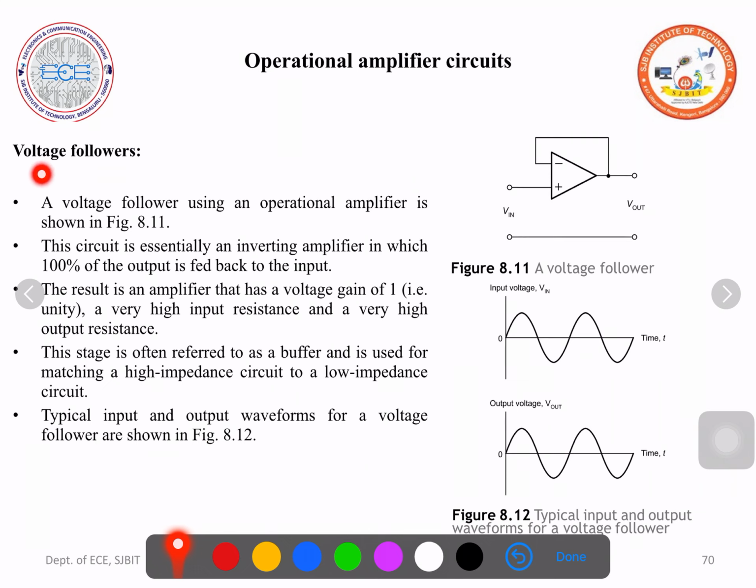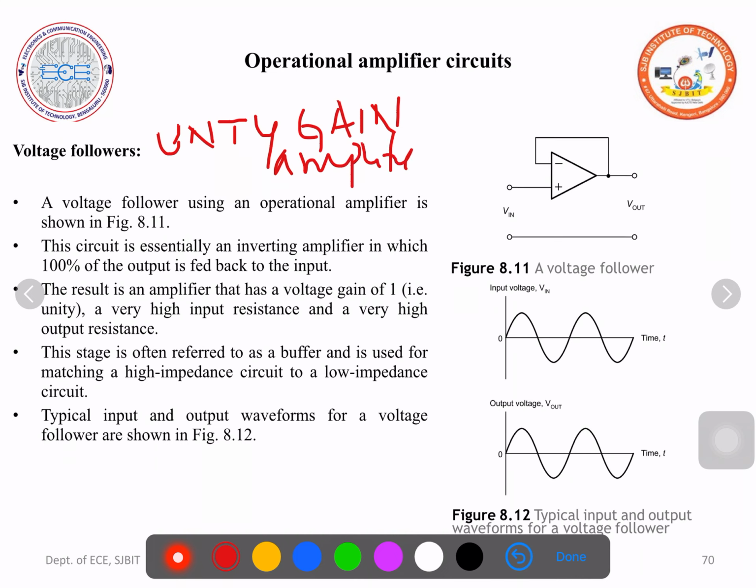Let us see some of the applications of operational amplifiers. Very simple application is the voltage follower. The name itself says the output voltage follows the input. Or you can remember this as unity gain amplifier. That means gain is 1. If the gain is 1, then only the output follows the input.